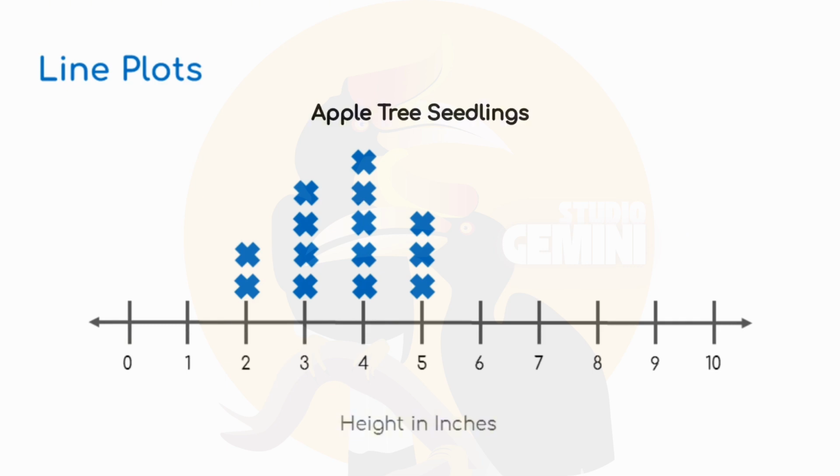For example, this number line displays the data recorded for the height of apple tree seedlings. At the time the data was taken, 2 seedlings were 2 inches tall, 4 seedlings were 3 inches tall, 5 seedlings were 4 inches tall, and 3 seedlings were 5 inches tall. Let's look at some more examples.